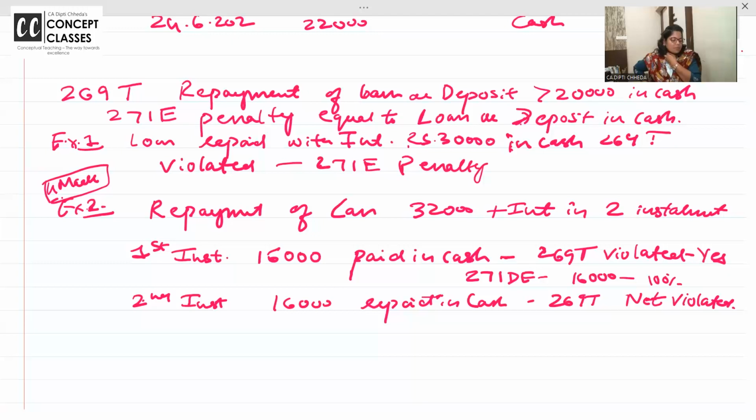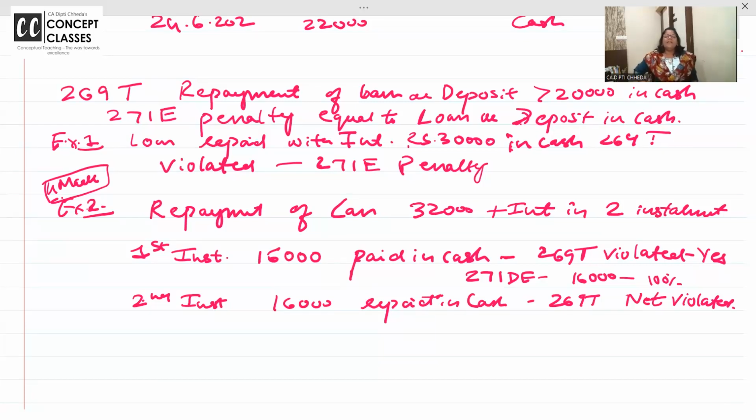Madam, small doubt. Yeah, please ask. Yeah, ma'am. So the total repayment of loan is 32,000. After paying the first installment of 16,000, the balance is 16 only, na, madam. Not balance, that is not more. You say, that's not more than 20. No, why is it violated in the first installment?